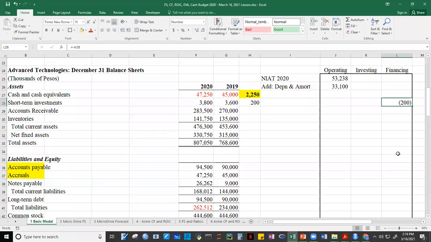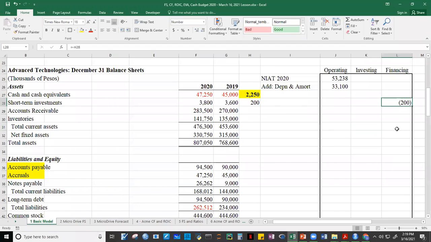Ibig sabihin, hindi positive. Yun ang message ko doon. Ibig sabihin, guys, use of cash siya. Oh, gets nyo, guys? Yes po, sir. Ayaw niya, eh. Buti pa si Excel. Talagang ayaw tanggapin yung mali na answer.